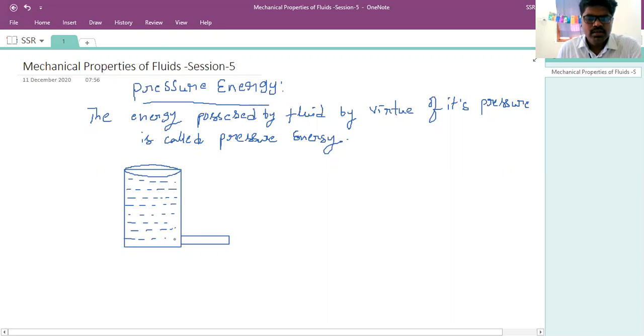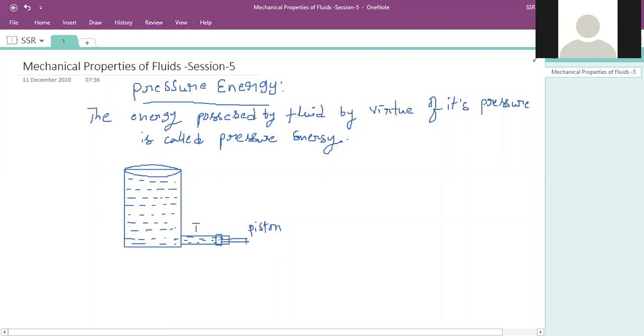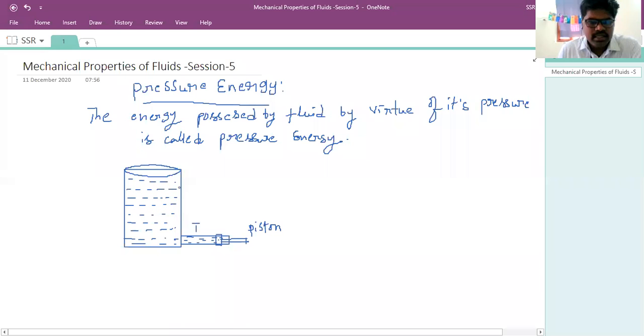Okay, so this pipe or tube is connected to this. On this side you can put one piston or some tap. Let us say we are putting a piston P here instead of a tap. There is a piston at the bottom. Now here, let us say the density of this liquid is rho, and the height of the liquid from the surface up to the center of this tube is h.